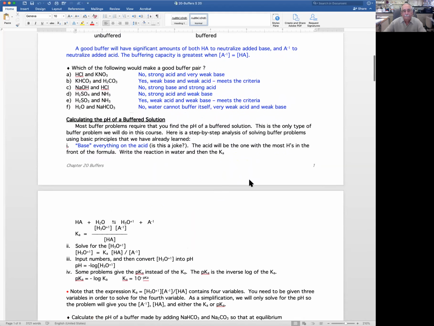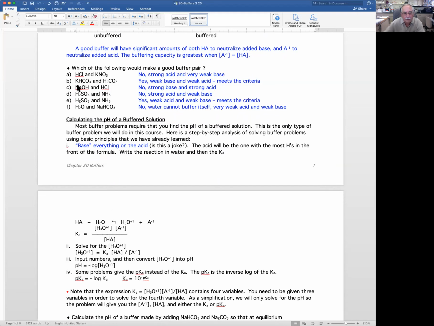So, which of the following would make a good buffer pair? Hydrochloric acid and potassium nitrate. No, because this is a strong acid. And this, why would that be called a very weak base? It's because its conjugate acid, which would be nitric acid, is also on your list of strong acids. So its conjugate base, which would be nitrate, would be an extremely weak base.